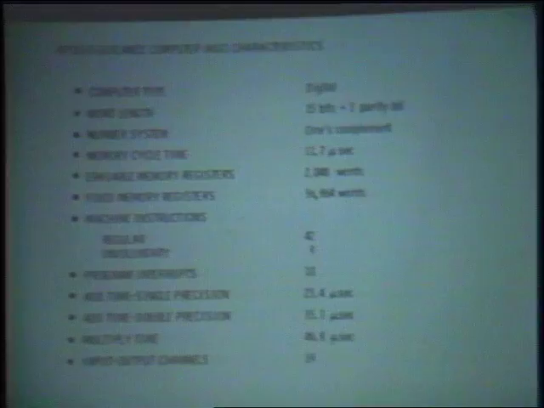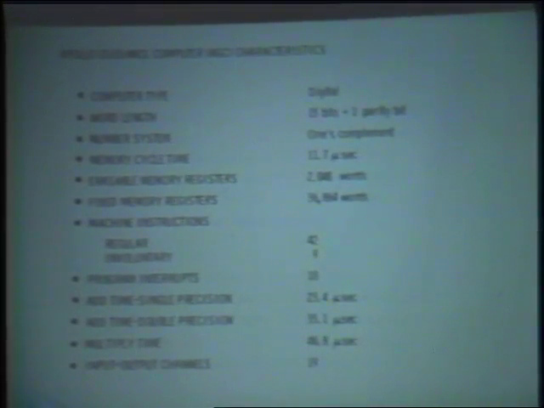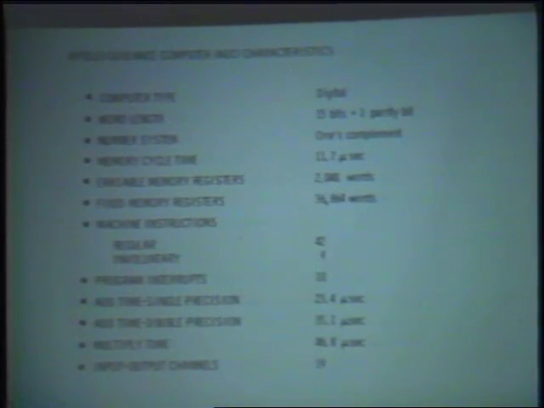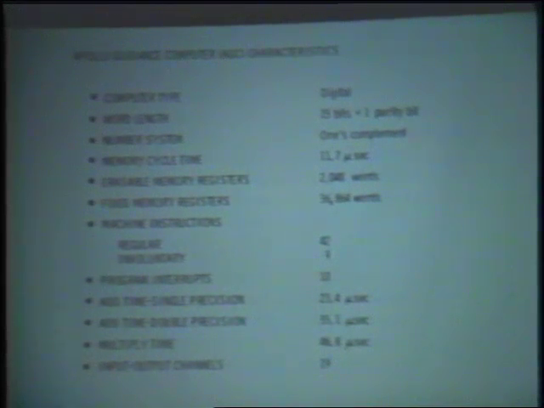This is the slide of the Apollo computer on the left and what was called the DSKY, the display and control, on the right. And very briefly, some of the characteristics which I'll be talking more about later. It was a 15-bit machine, 11.7 microsecond memory cycle time. It had 2,000 words of erasable memory and 36,000 words of read-only memory.